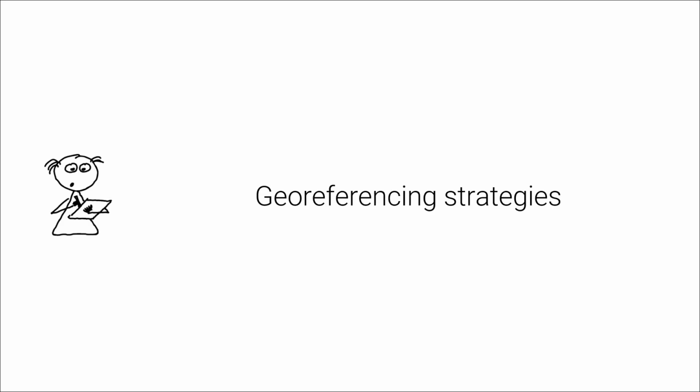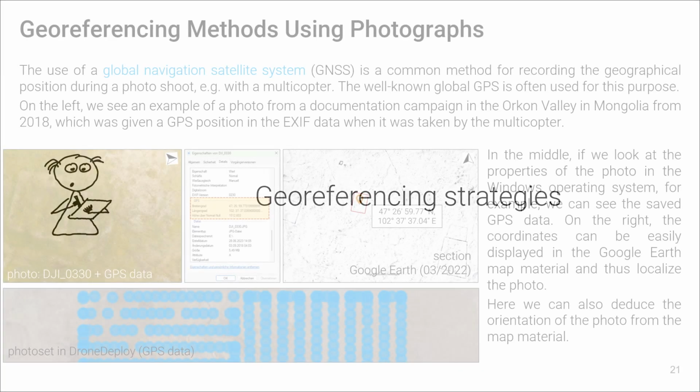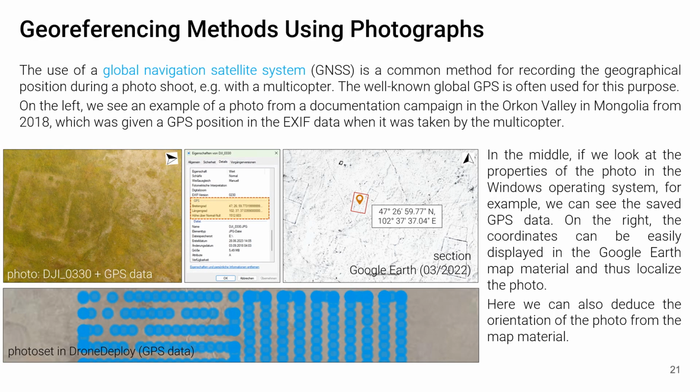Now let's take a look at which georeferencing strategies are available. The use of a Global Navigation Satellite System, or GNSS, is a common method for recording the geographical position during a photo shoot, for example with a multicopter. The well-known global GPS is often used for this purpose.